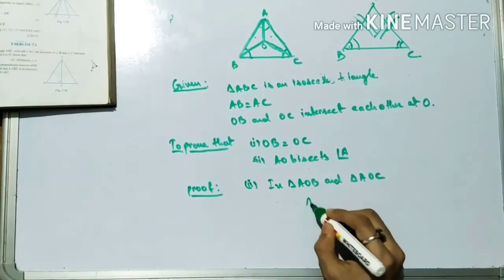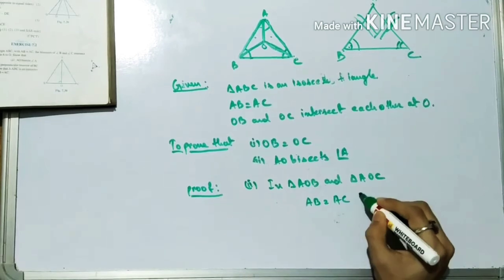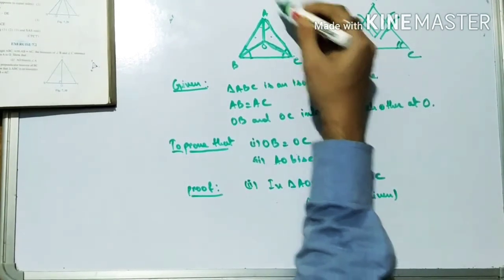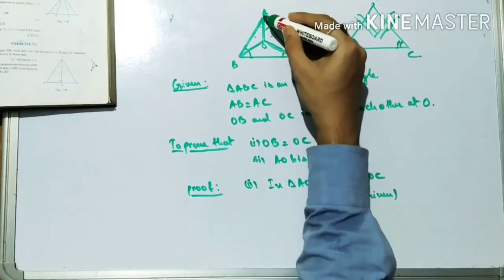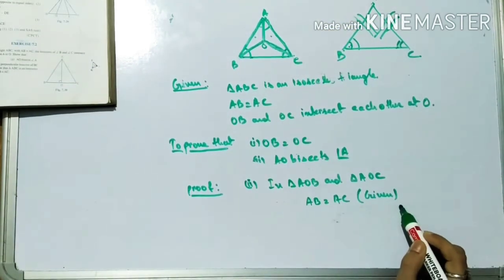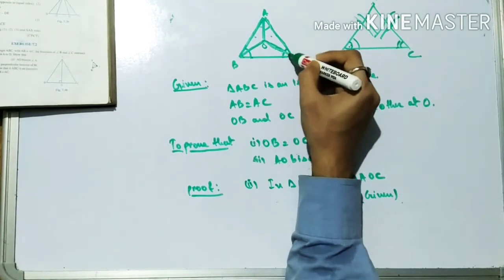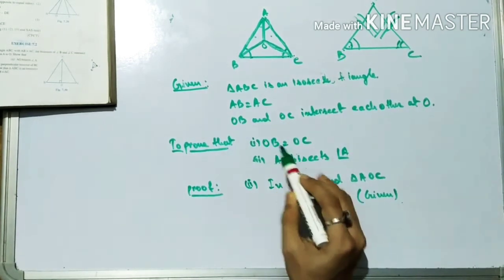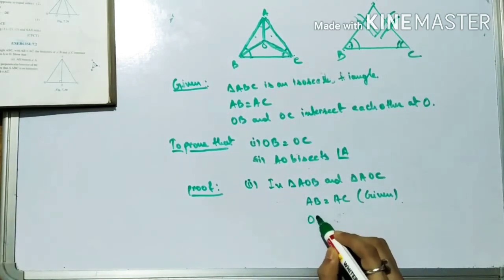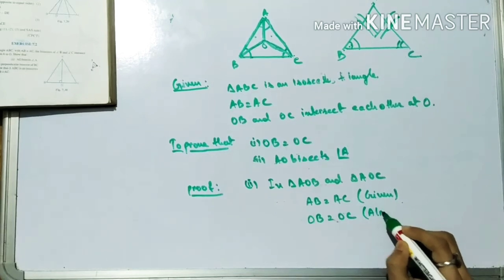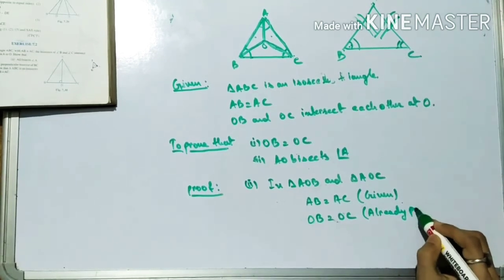I can say that AB is equal to AC, and this is already given. This is the isosceles triangle, AB equals AC, already given. And next, what can I say? I can say that OB is equal to OC. I have already proved it in the first proof. OB is equal to OC. In the bracket I will write already proved.